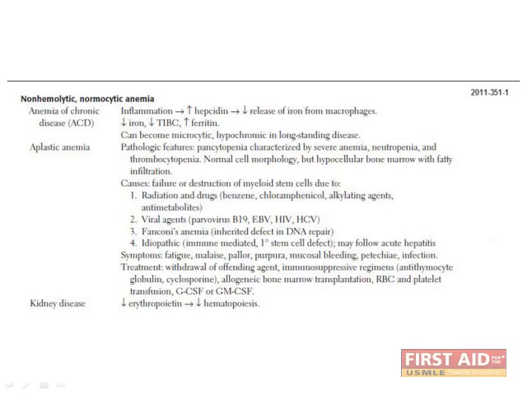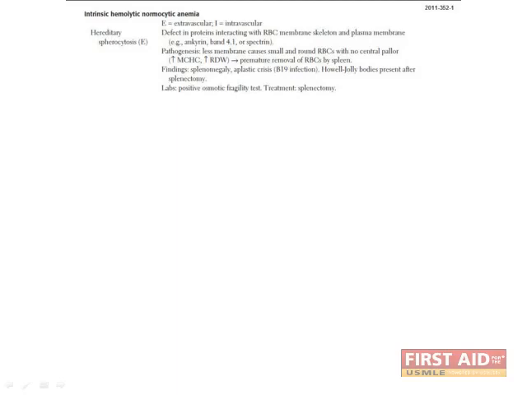The last non-hemolytic normocytic anemia is kidney disease, since erythropoietin is made in the kidney. Low erythropoietin leads to decreased hematopoiesis and a normocytic anemia. As I mentioned earlier, intrinsic hemolytic anemias are caused by something that's intrinsically wrong with the red blood cells that is causing them to be hemolyzed.